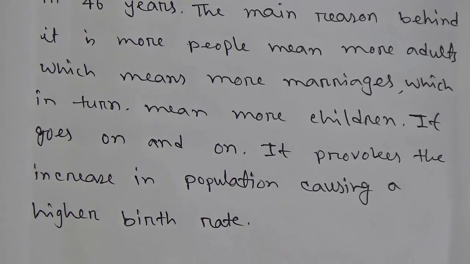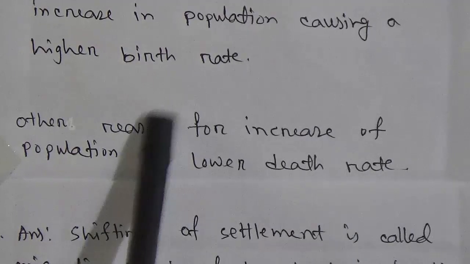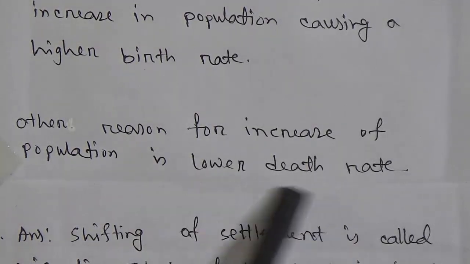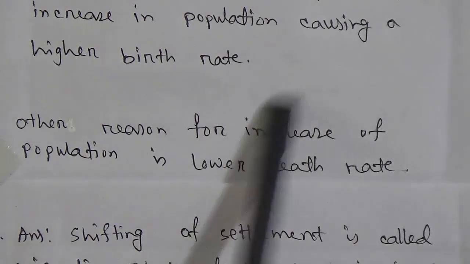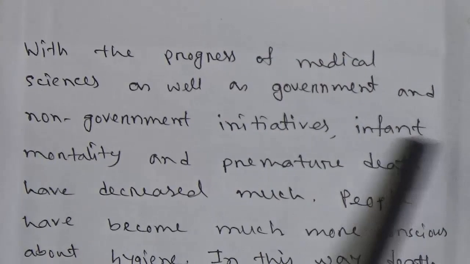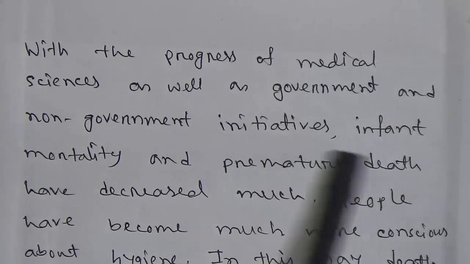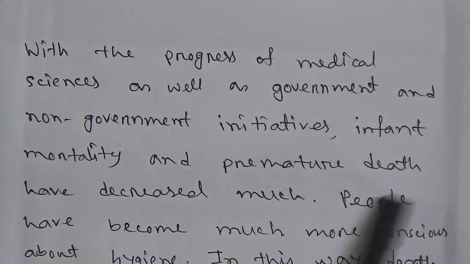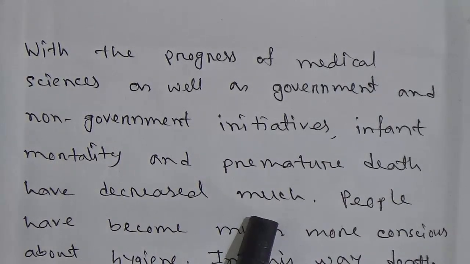Okay. The other reason for increase of population is lower death rate. What was the second reason? The second reason was lower death rate. With the progress of medical sciences as well as government and non-government initiatives, infant mortality and premature death has decreased much. People have become much more conscious about hygiene. In this way, death rate is decreasing gradually.